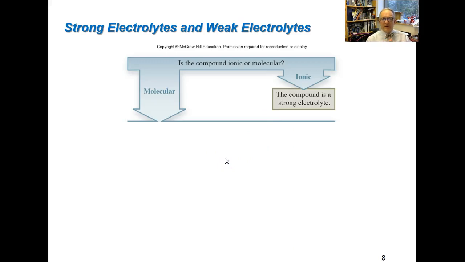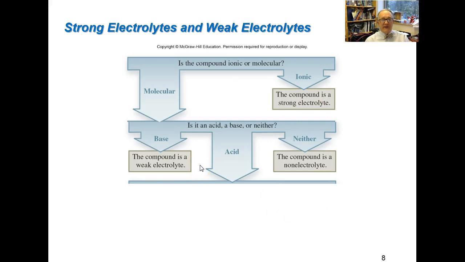So here's a little flow chart to give you a decision tree of how to go about making these decisions of whether something's weak or strong. So is a compound ionic or molecular? If it's ionic, the compound is going to be a strong electrolyte if it dissolves in water. If it's molecular, now you've got to ask yourself, is it acid, base, or neither? If it's neither, the compound is a non-electrolyte. No ions are formed in water. If it's a base and it's molecular, the compound is going to be a weak electrolyte, like ammonia.